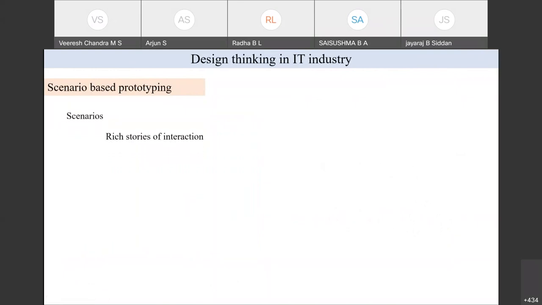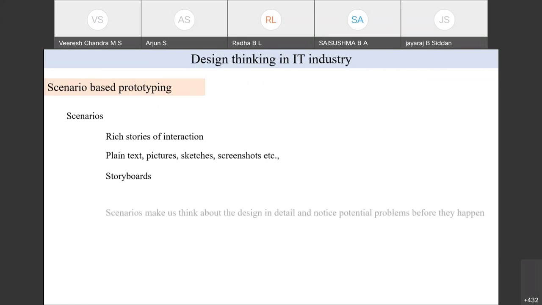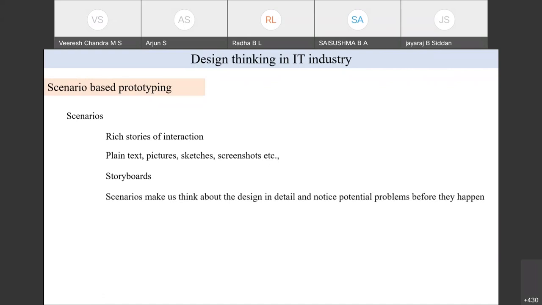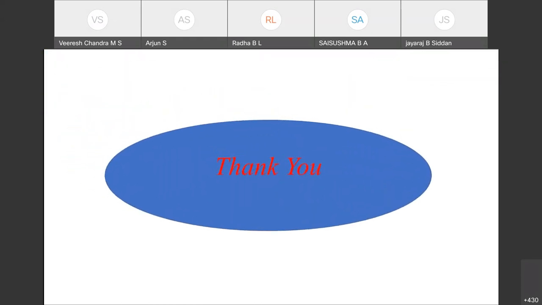So when I say scenario-based prototyping, these scenarios are rich stories of interaction: plain text, pictures, sketches, screenshots, etc. Storyboards, a board filled with a story. Scenarios make us think about the design in detail and notice potential problems before they happen. So instead of directly getting into app development, we can, based on these scenarios, build a prototype wherein potential problems will be noticed. We can notice the potential problems, and then what happens if this problem persists? The consequences can also be known. Then we can change that and have a different solution for the problem. Thank you very much.